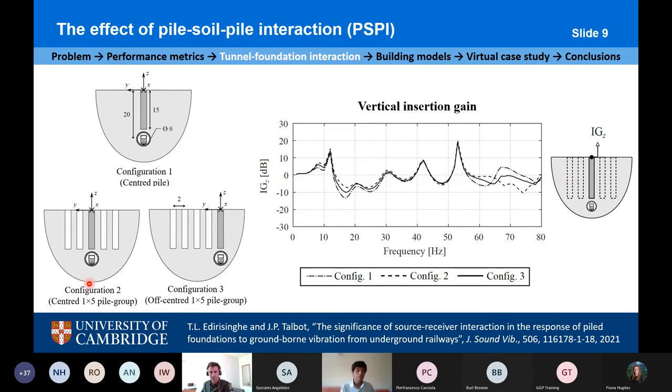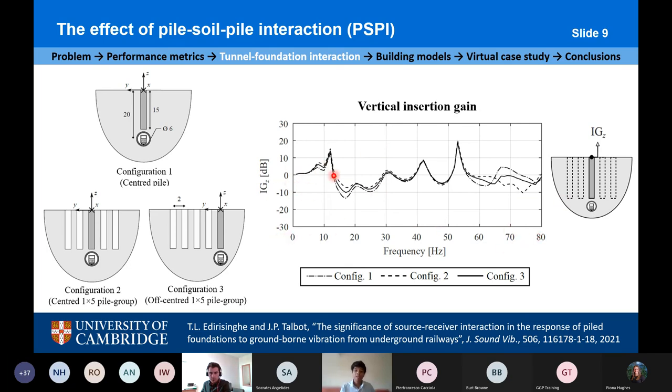We have configuration one, where we have a single pile. Configurations two and three both consider five piles next to each other, but we can change the positions of the neighboring piles around them. This plot shows the vertical insertion gain measured at the pile that is directly above the tunnel in each of the three cases, plotted against frequencies between 0 and 80 hertz.